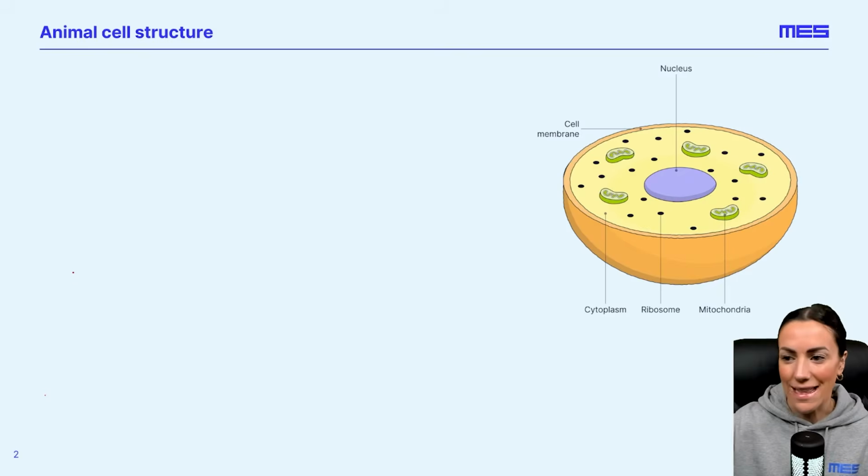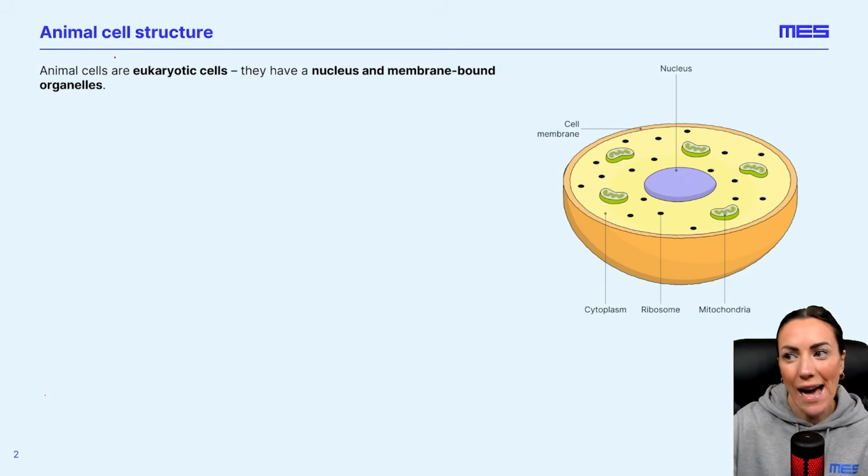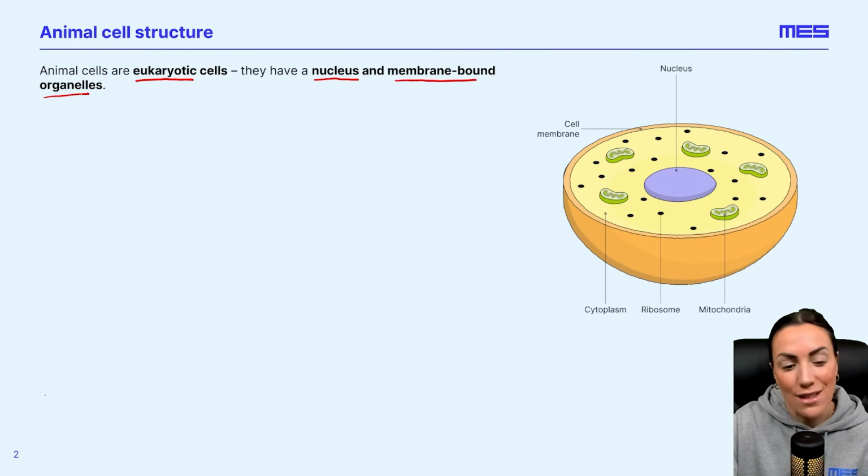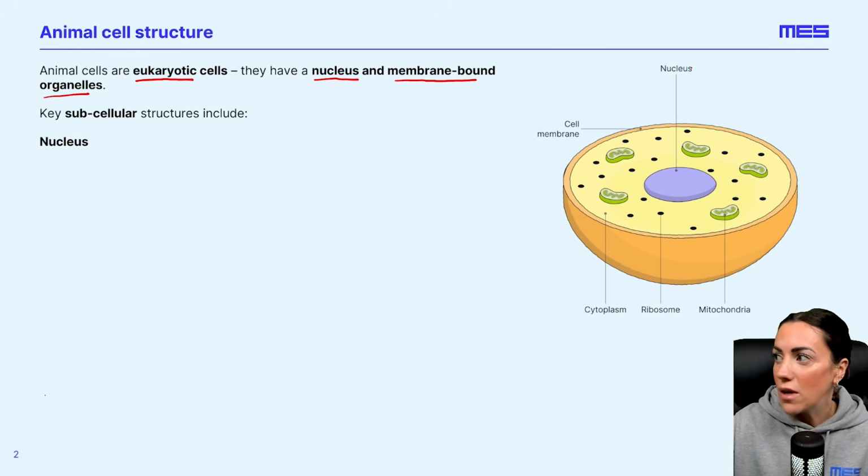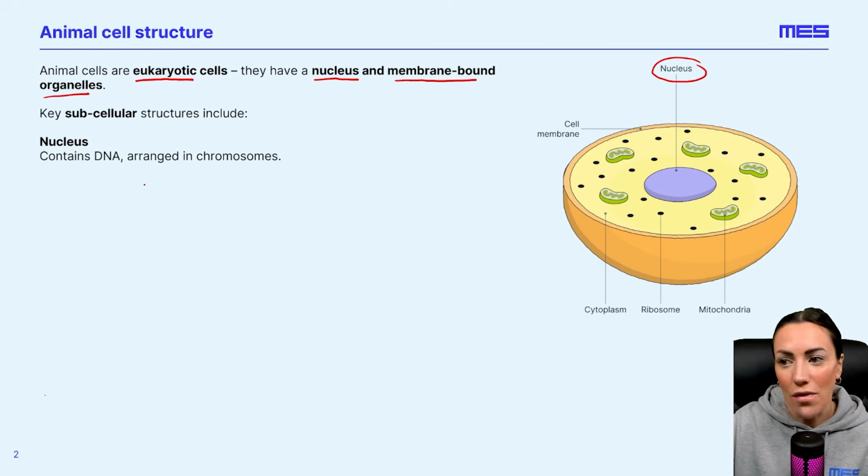Let's start with animal cell structure. So animal cells are eukaryotic cells. This basically means that they have a nucleus and other membrane-bound organelles, such as mitochondria. So we're going to go through the key subcellular structures or the key organelles. First of all, the nucleus, which you can see here on the diagram.